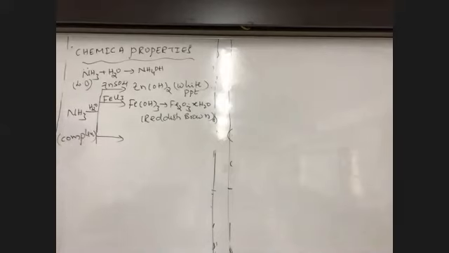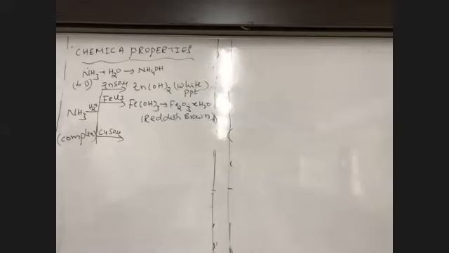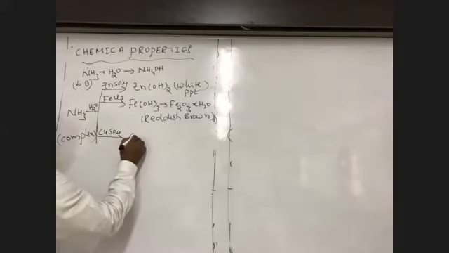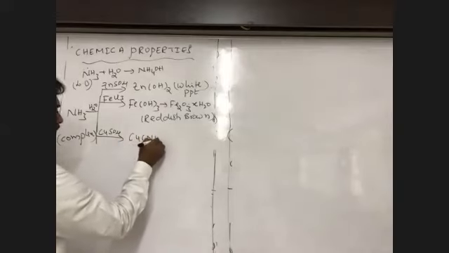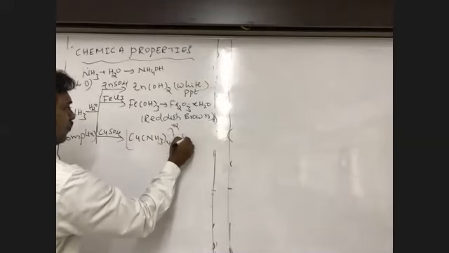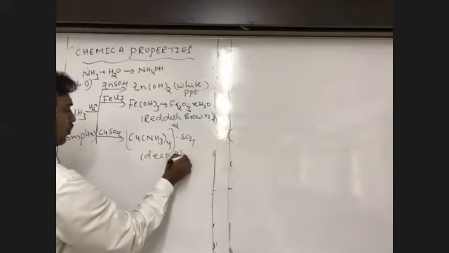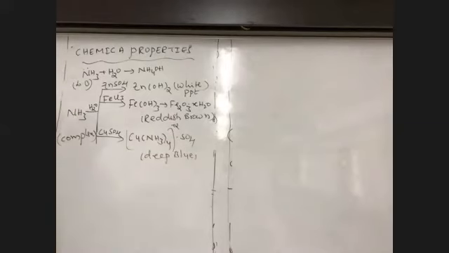Complex compound formation is due to ammonia containing a lone pair, so this one acts as a Lewis base. When ammonia reacts with copper sulfate solution, it forms a deep blue colored complex, [Cu(NH3)4]2+ with SO4 2-. Here this exists as a deep blue colored complex.